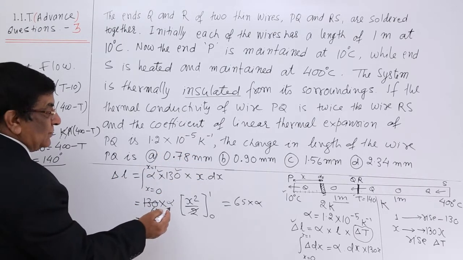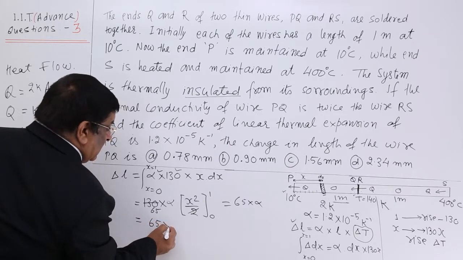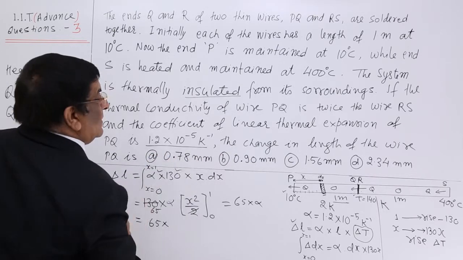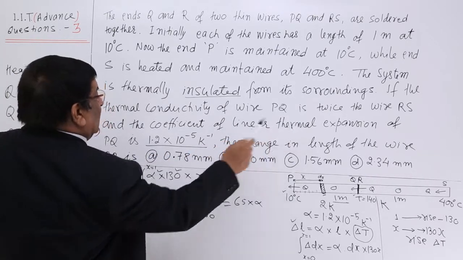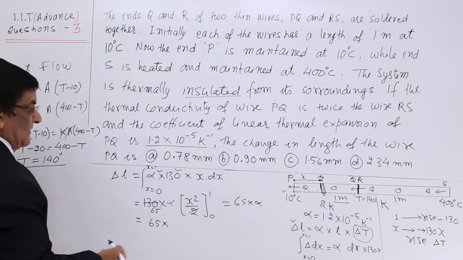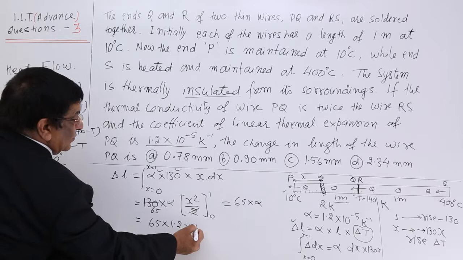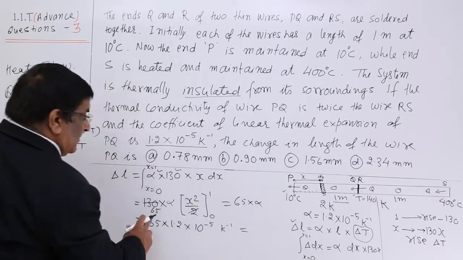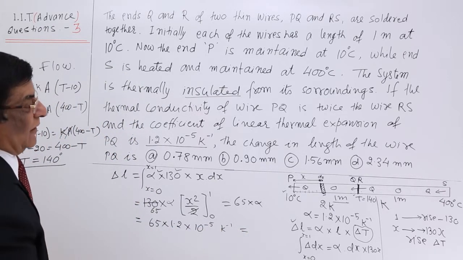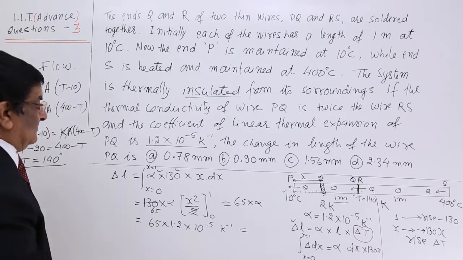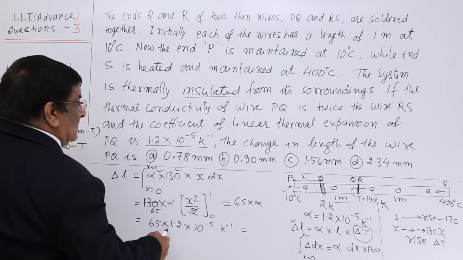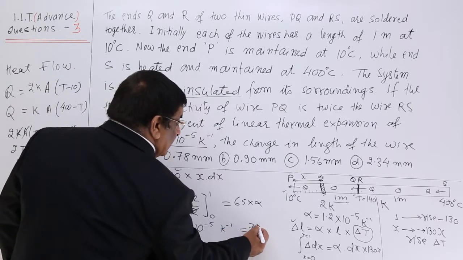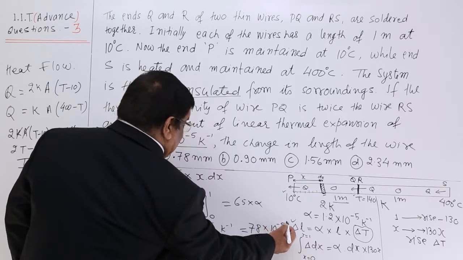So this is equal to 65 multiplied by alpha, and the value of alpha is, this is linear thermal expansion, coefficient of linear thermal expansion. So this is 1.2 into 10 to the power minus 5 per Kelvin. And now if we do this multiplication, 65 into 1.2, what do we get? This is 78. 65 into 1.2 is 78 into 10 to the power minus 5.